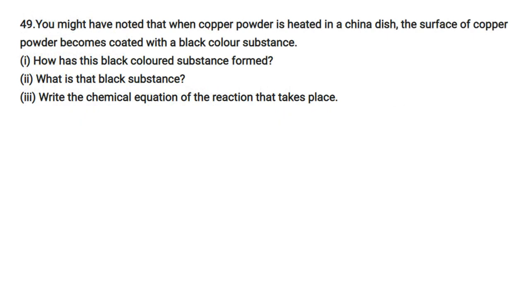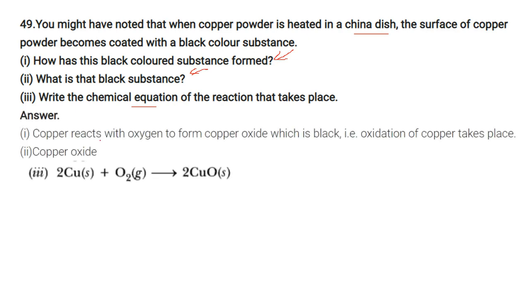You might have noted that when copper powder is heated in a china dish, the surface of the copper powder becomes coated with a black colored substance. Now, how has this black substance been formed? What is the black substance, and what is the chemical equation of the reaction that is taking place? So here the copper reacts with oxygen to form copper oxide, which is black. In this case, oxidation of copper is taking place and the black substance is nothing but copper oxide.